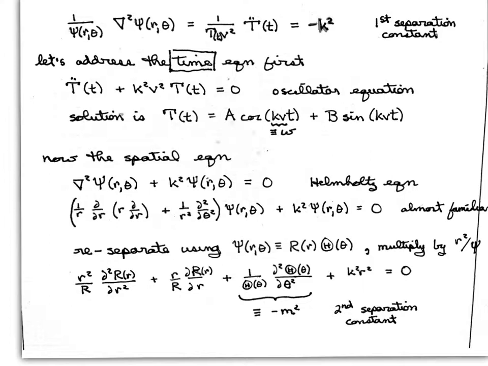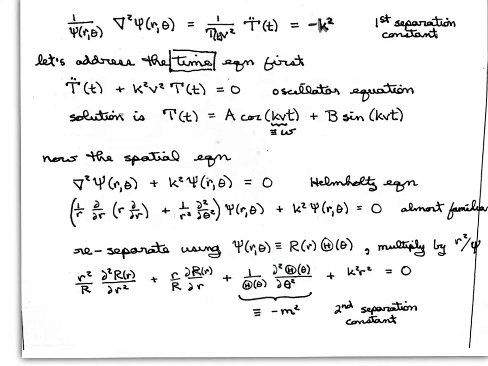If we want to write out the del squared explicitly in terms of derivatives with respect to r and theta, we see that this is taking on a nearly familiar form, something that we've seen before. In fact, we can separate this by taking our overall spatial variable psi to be the product of a function of r only and a function of theta only.